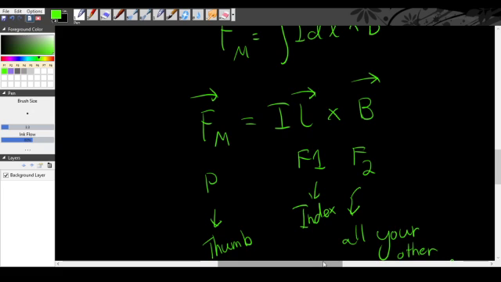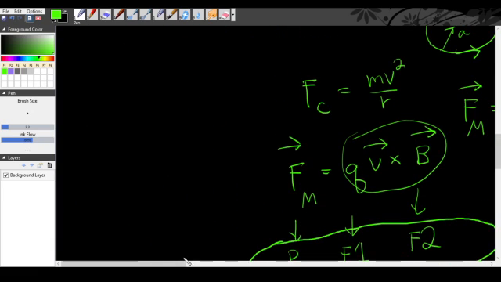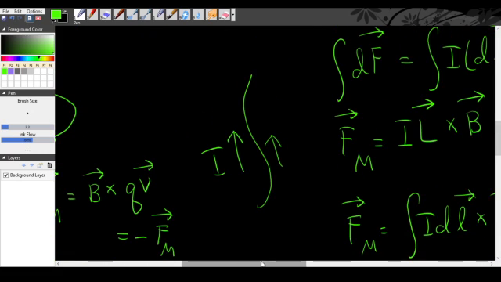And yeah, so that's how to find the magnetic force for a point charge, and also for a continuous charge distribution like a current carrying wire.